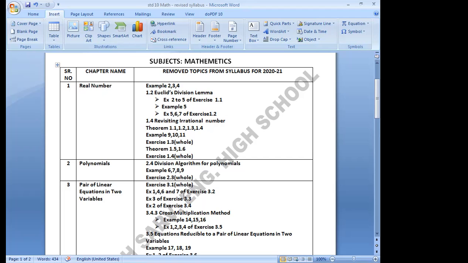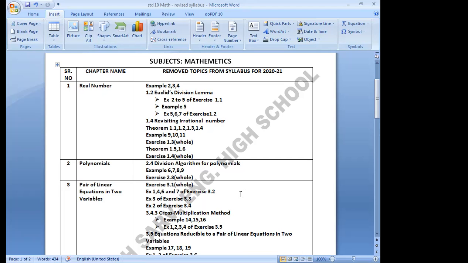Example 5 included, example 6 included. Exercise 3.2, in which question number 1, question number 4, question number 6 and question number 7 are excluded. It means 2, 3, 5. These three questions you have to prepare for the examination.